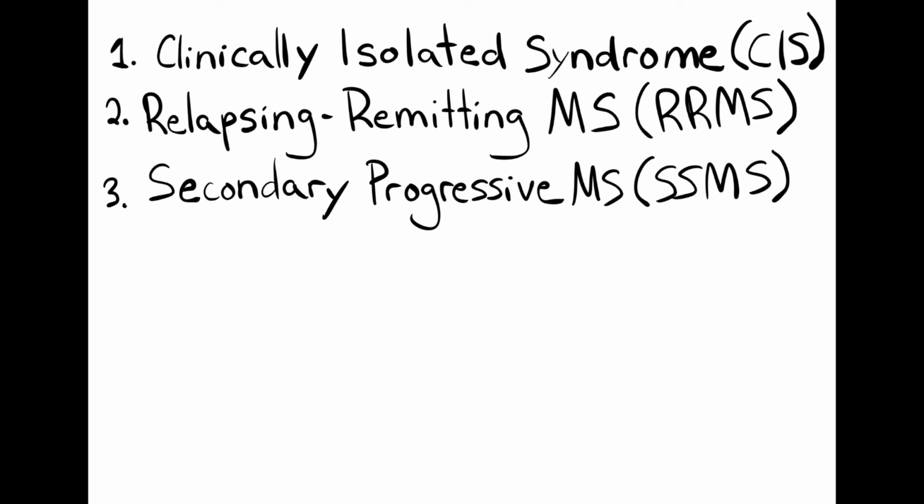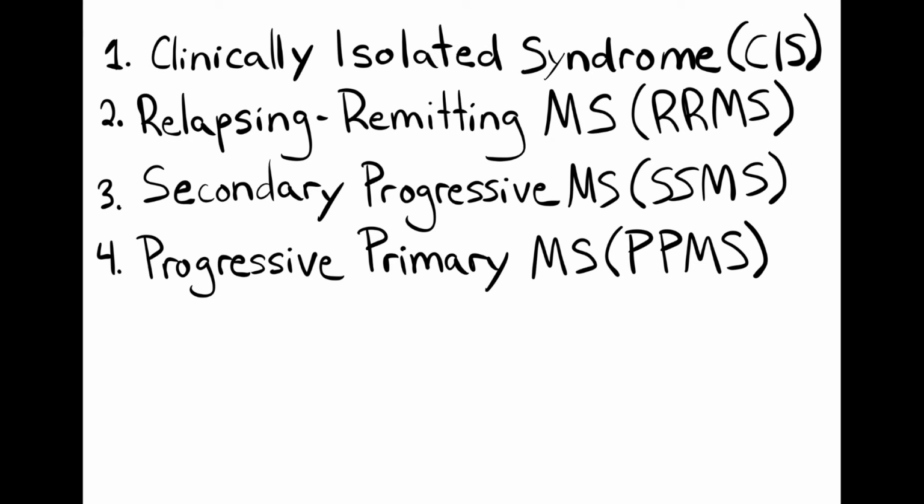Secondary progressive MS is often preceded by relapsing remitting MS and occurs when there is an accumulation of disability over time. It also follows the relapse-remission cycle. Primary progressive MS is characterized by the accumulation of disability from the beginning and without early relapses or remissions.